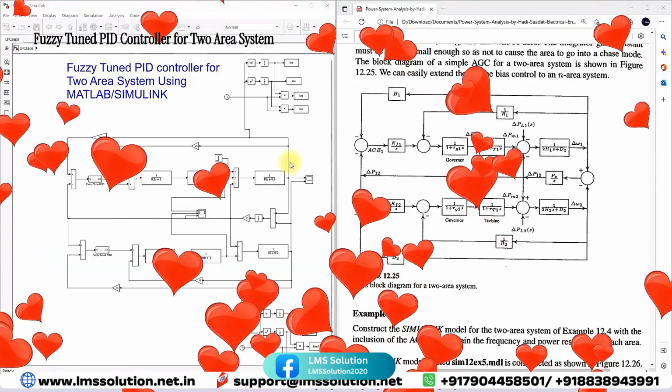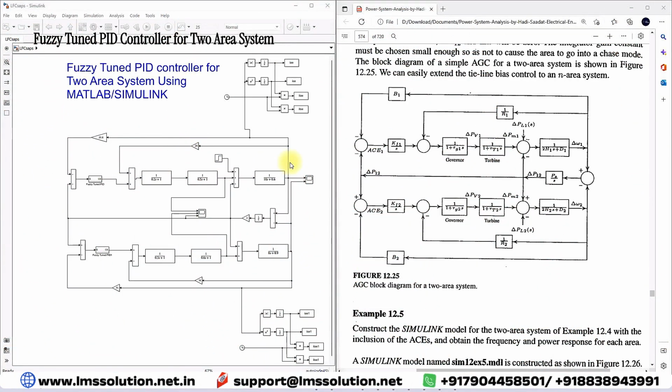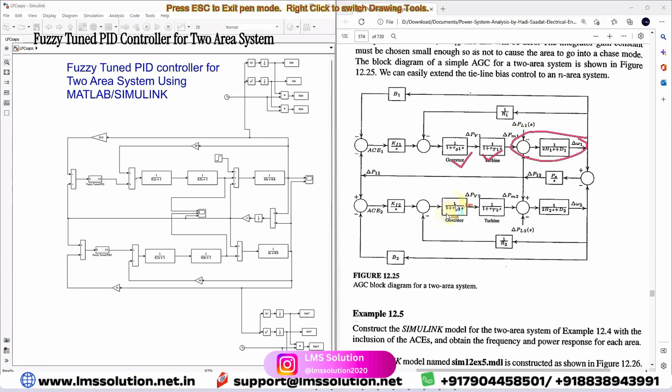Today we are going to see automatic generation control in a two-area system, and that automatic generation control when controlled by means of a fuzzy tuned PID controller. Here you can see that this is a two-area system model. The two-area system model consists of a governor, turbine, and generator load model, and the second area also has a governor, turbine, and generator load model. Both are connected by means of a tie line power flow.